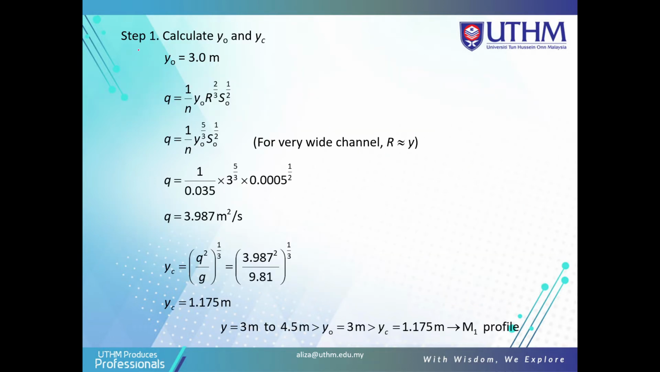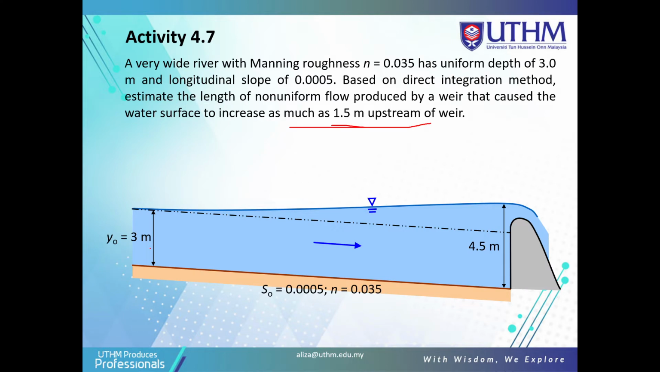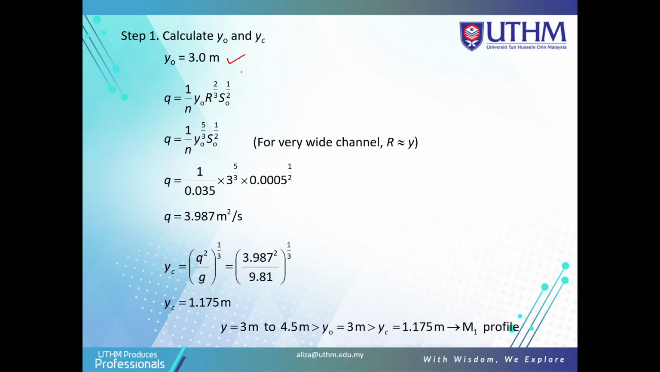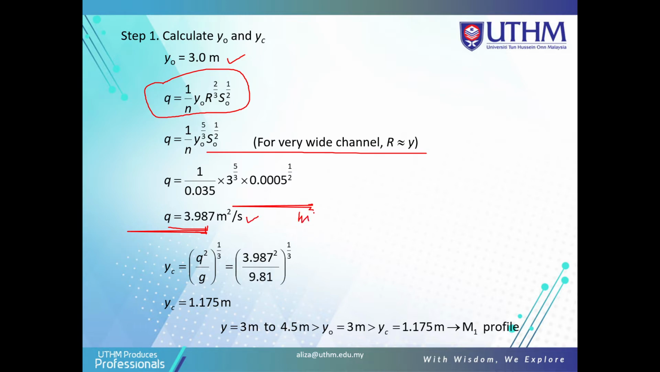So step one, calculate y naught and yc. They give you y naught, which is 3 meters. Because this is a very wide rectangular channel, we know that R is equal to y. So you use this formula to get the value of Q, the discharge per unit width. The unit for Q is meter cubic per second per meter. So you get this value.